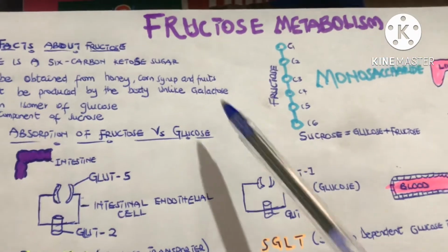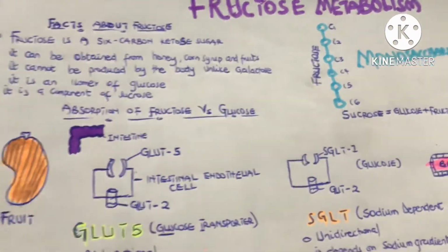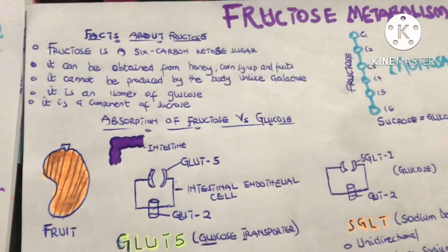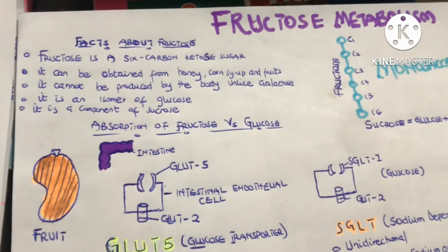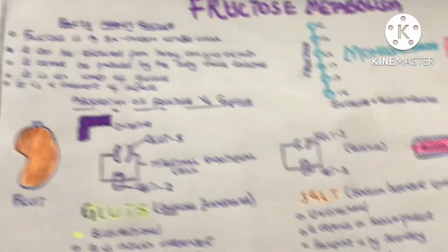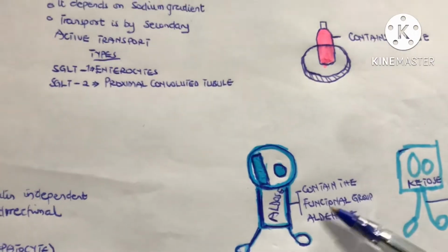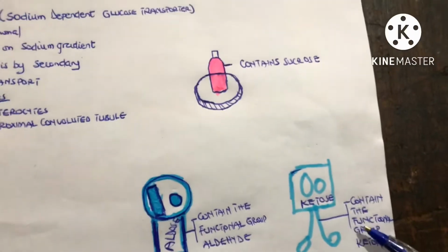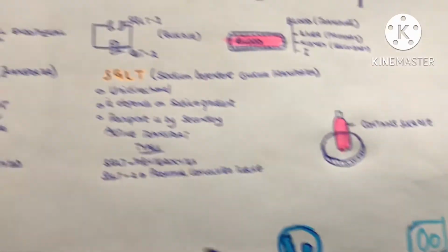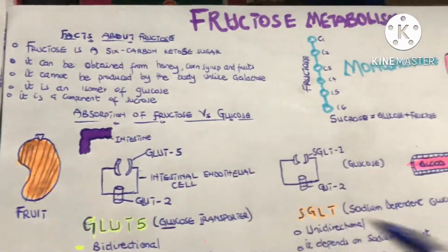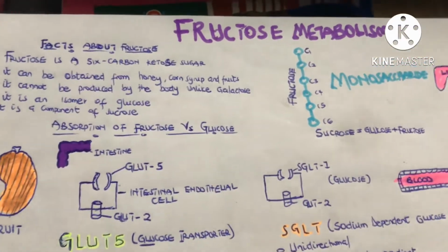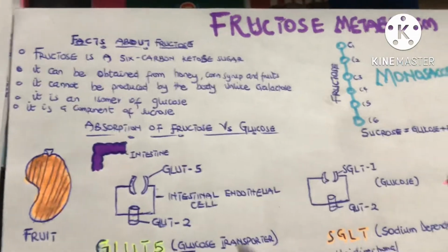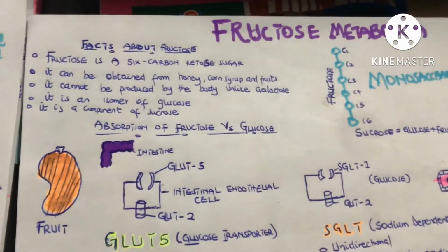So guys, today our topic is fructose metabolism. Let's look at some facts about fructose. Fructose is a 6-carbon ketose sugar. You see, as a monosaccharide, you can either have the functional group aldehyde and you become an aldose, or the functional group ketone and you become what? A ketose. So fructose is what? A ketose sugar. Some people also say that fructose is a what? A monosaccharide. It can be obtained from honey, corn syrup, and also fruits.